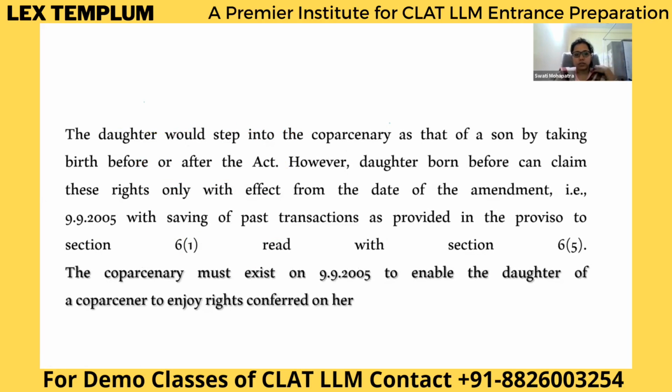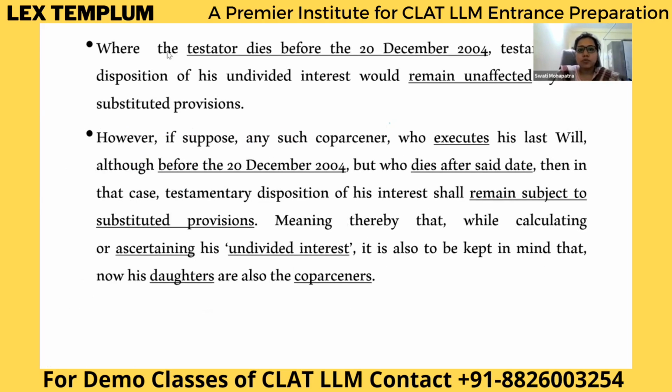Okay? So now, when the testator dies before 20 December 2004, testamentary disposition of undivided interest would remain unaffected. Who is a testator? A testator is a person who has made a will and died. If the person died and has not made a will, he is said to have died intestate. So if a person has made a will before 20 December 2004 and then died, that will is final. That will have no effect from section 6.